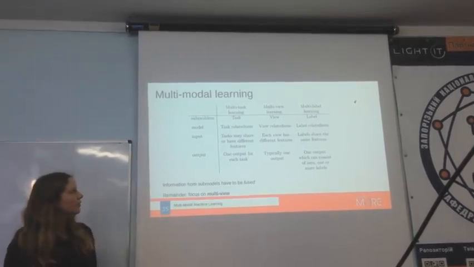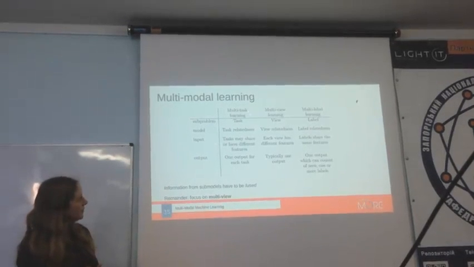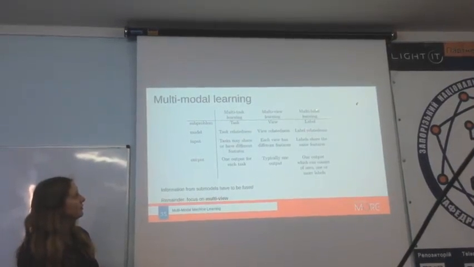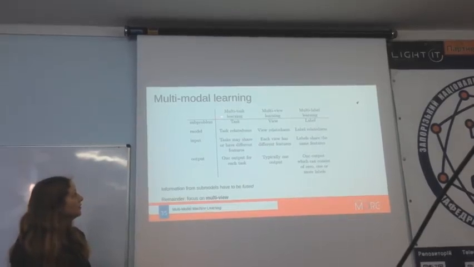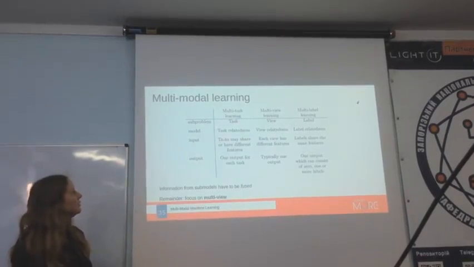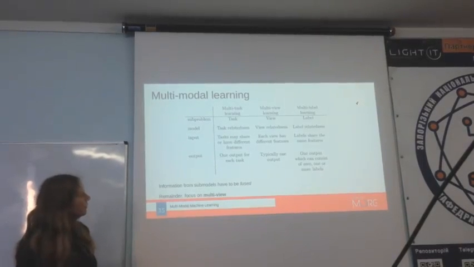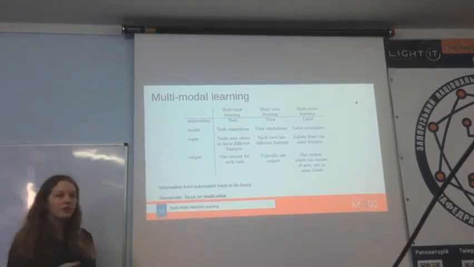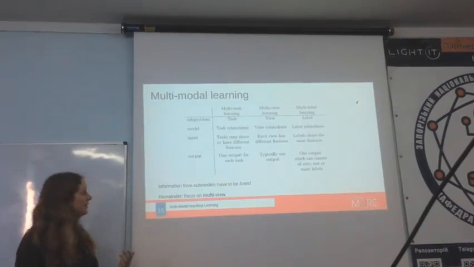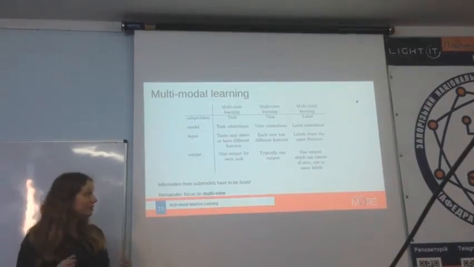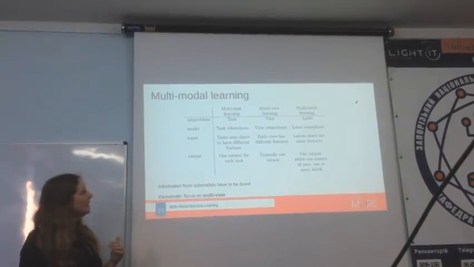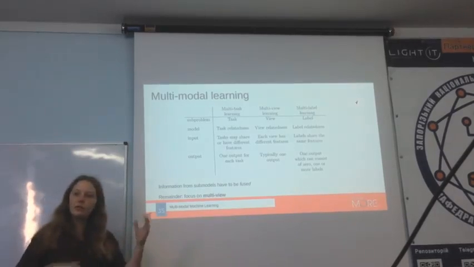If we look at all three together, multitask learning, multi-view learning, and multi-label learning, the sub-problems are tasks, views, and labels. We want to model task relatedness, view relatedness, and label relatedness. The inputs are different: multitask can have different inputs for each task, or they can be the same. Multi-view learning will have different features for each view, and multi-label learning always has the same features.